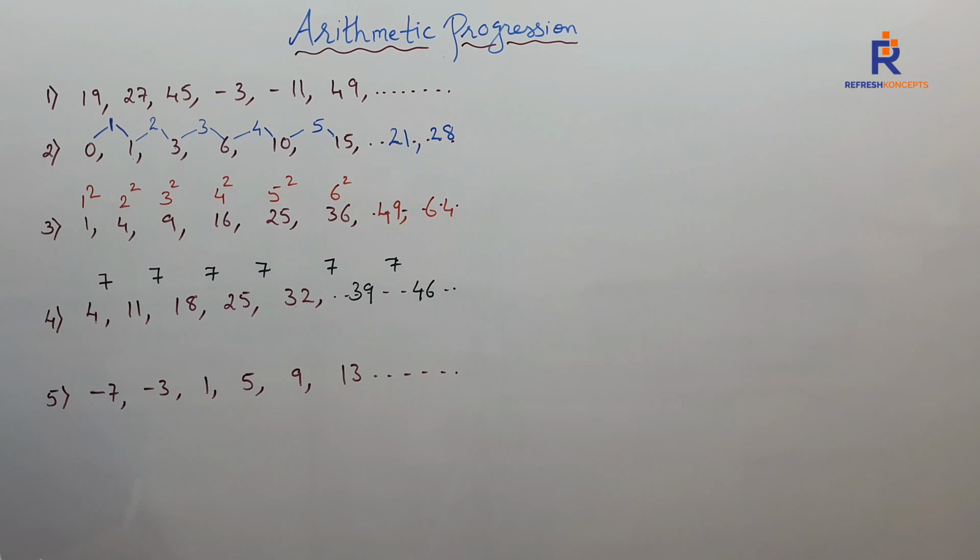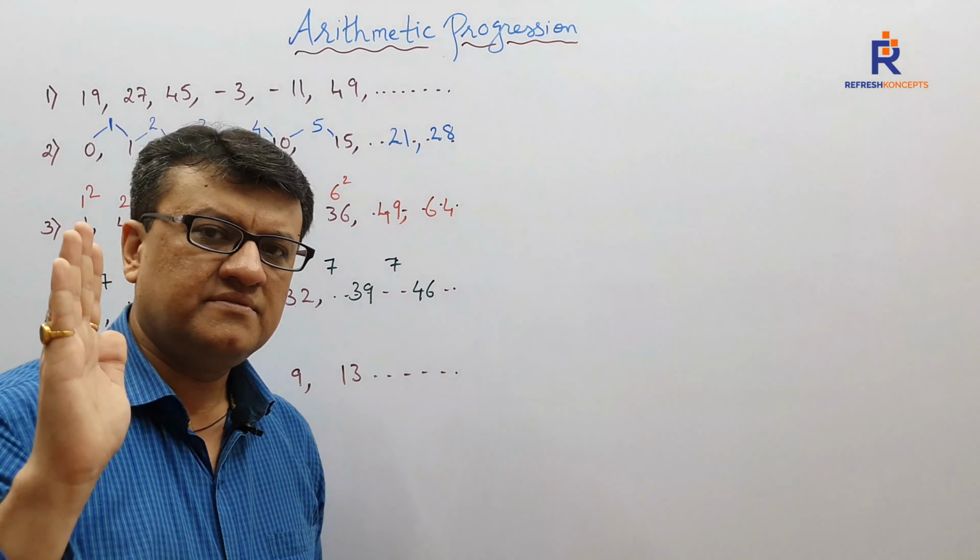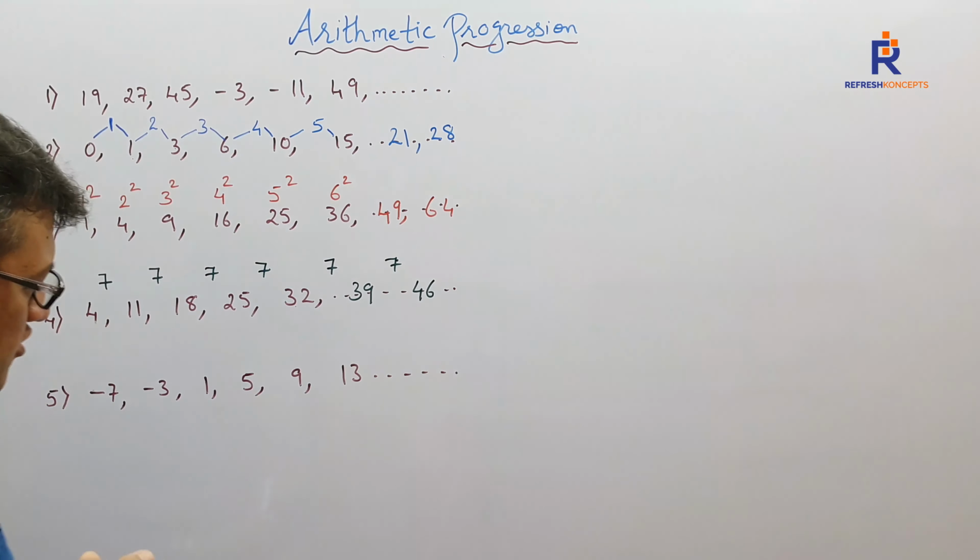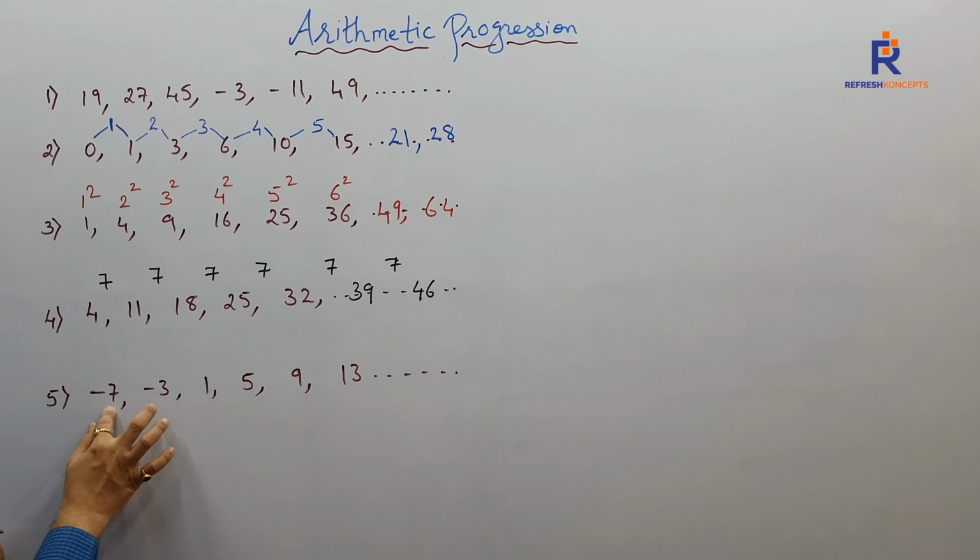What is this? Minus 7, minus 3. So we have tried to even involve negative numbers. So you should not always feel that whatever sir is talking is only applying for positive numbers. No, children. Right? It applies to negative also. So let's start. Minus 7, minus 3.